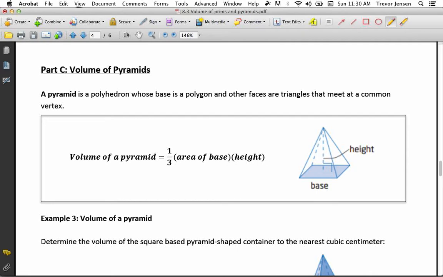What is a pyramid? Here's the definition of a pyramid. A pyramid is a polyhedron whose base is a polygon, and other faces are triangles that meet at a common vertex. So if we look at this example here, I've got a base that looks like a square, a rectangle, possibly a square, and what happens is I then have triangles all coming off of that base that meet at a common vertex at the top here.